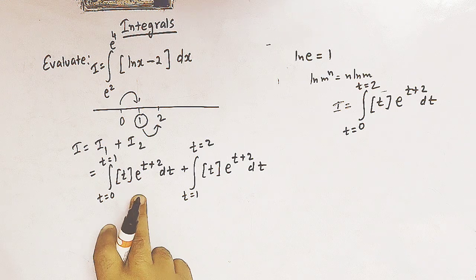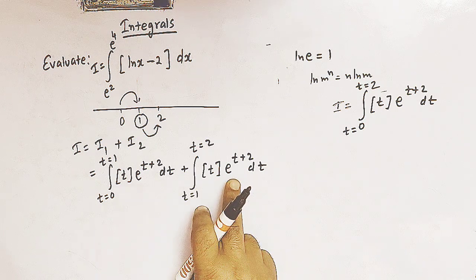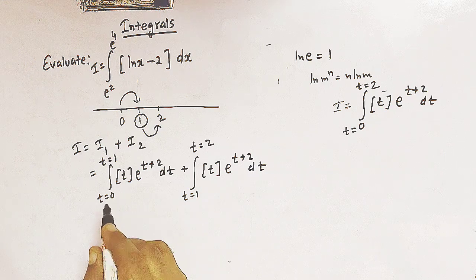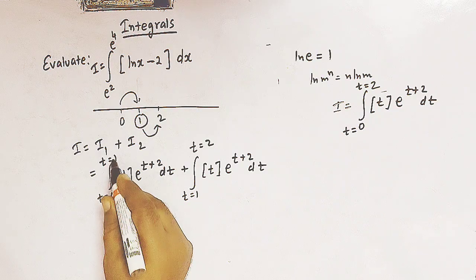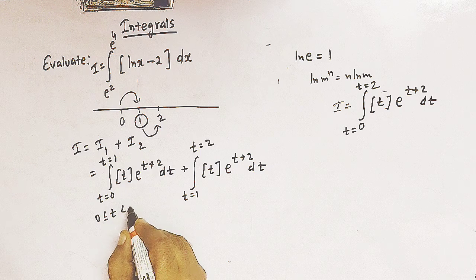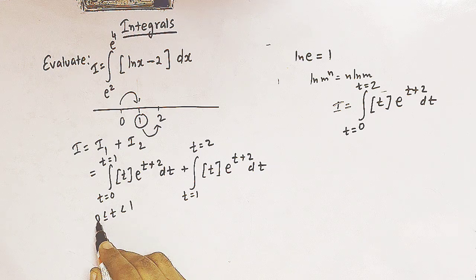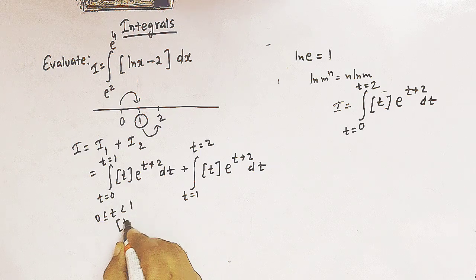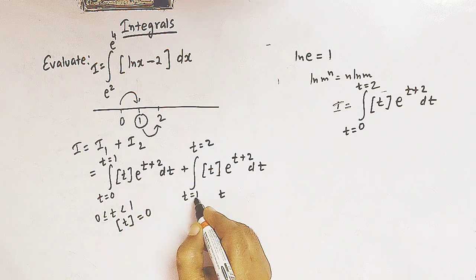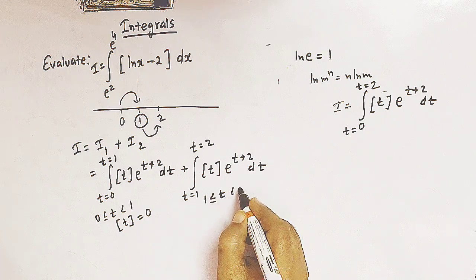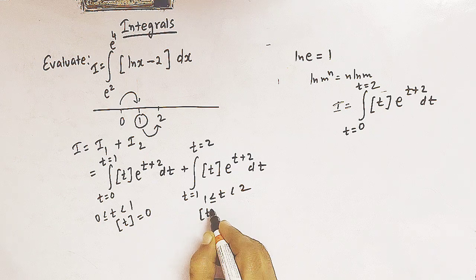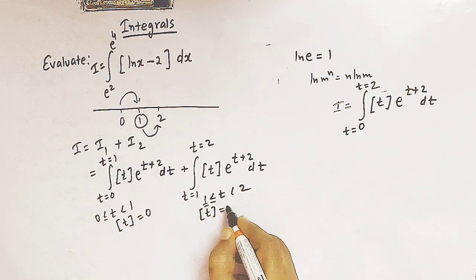So now we have to calculate these two integrals, right? And here we'll make use of the definition of the greatest integer function. Now see, here t varies from 0 to 1. So t lies between 0 and 1. So when t lies between 0 and 1, then the value of greatest integer of t is 0. And when t lies between 1 and 2, that is, t is greater than or equal to 1 and less than 2, then the greatest integer of t must be equal to 1, right?